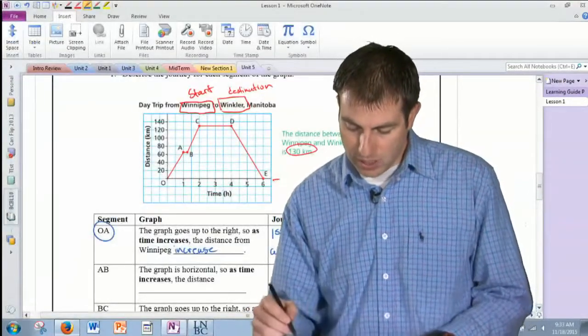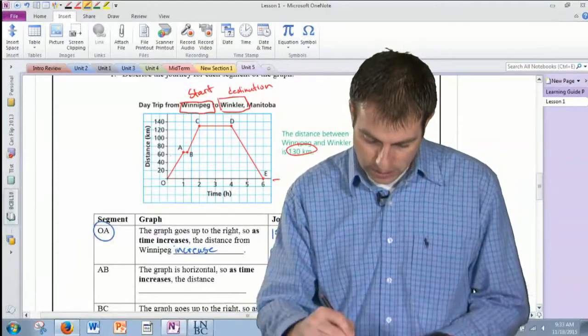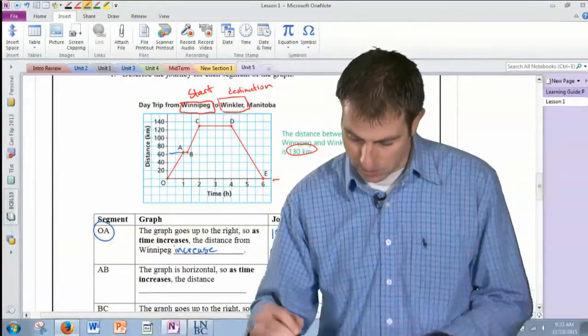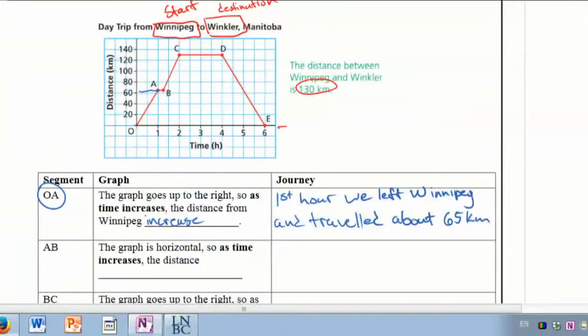So the first hour we left Winnipeg and traveled, we'll just say, 65 kilometers, and that was towards Winkler. All right, so maybe we'll speed this up a little bit because I think some of you are grasping what's happening here. From section A to B, we're looking at this little section now. What's going on in there, A to B? The line is horizontal, so what does that mean?